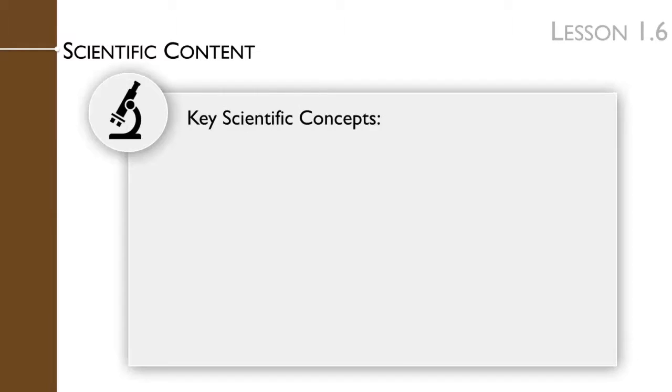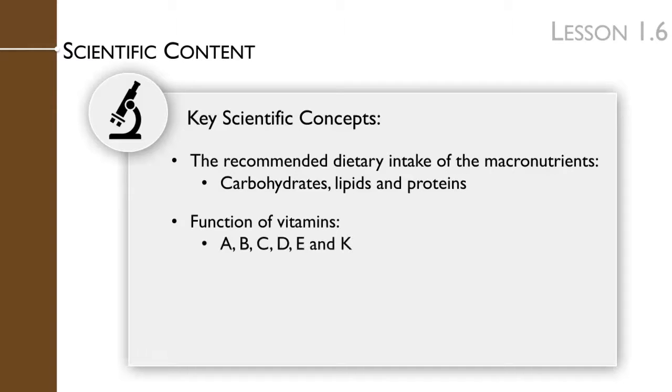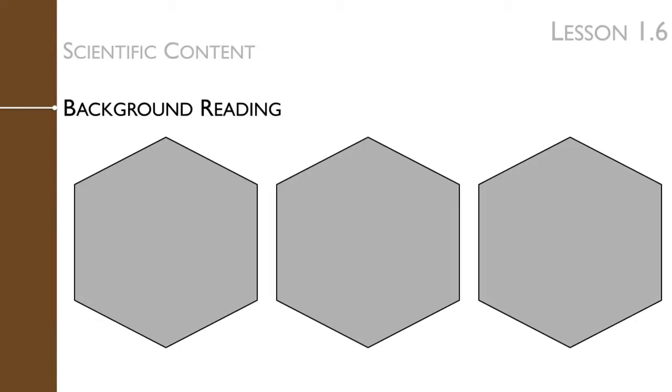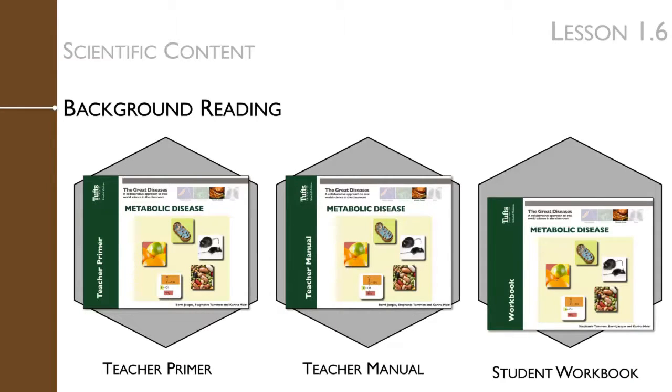To prepare for this lesson, you will need to review the key scientific concepts that will be presented throughout the lesson. These include the recommended dietary intakes of the macronutrients, carbohydrates, lipids, and proteins, the function of vitamins A, B, C, D, E, and K, the function of common minerals, iron, calcium, sodium, and potassium, and the definition of an empty calorie. You can review the scientific content in the background reading provided for you in the teacher primer, the teacher manual, and the student workbook.